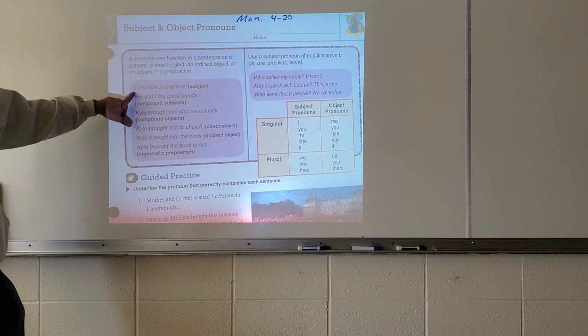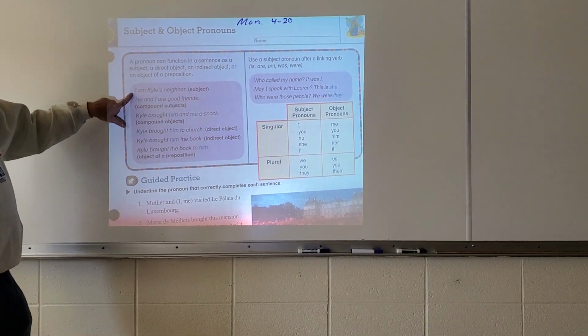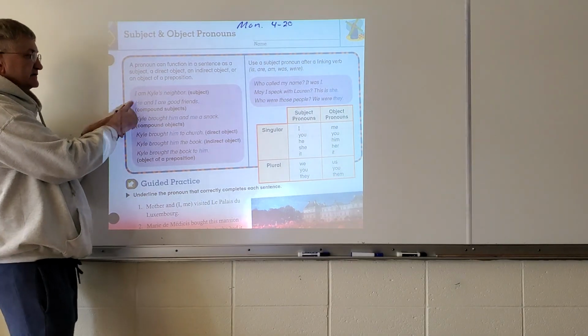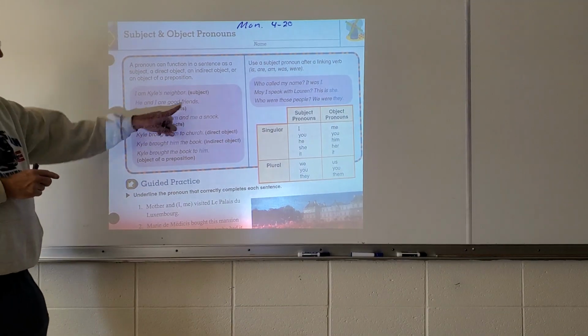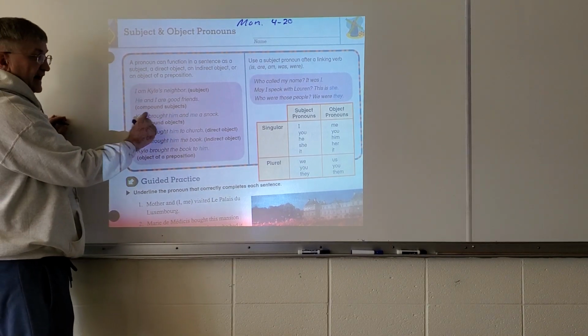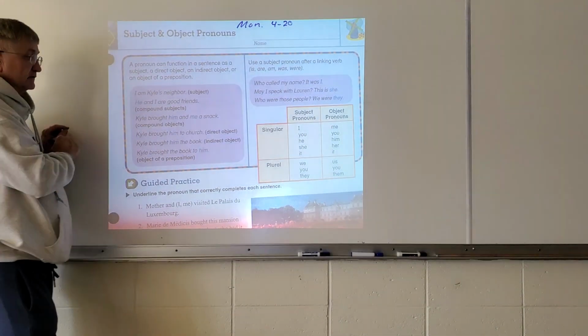So, in other words, "I am Kyle's neighbor." I is part of the subject because that's who we're talking about. "He and I are good friends." He and I are subject pronouns because he reflects who we're talking about.